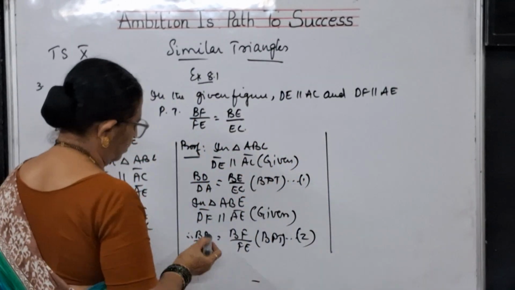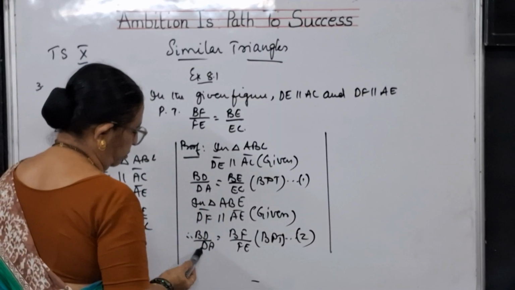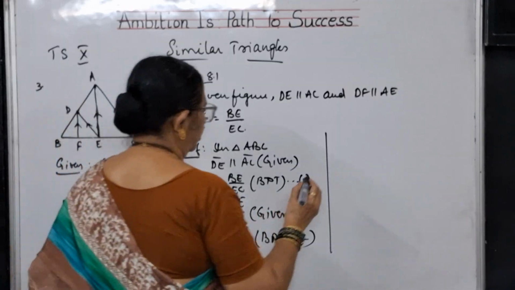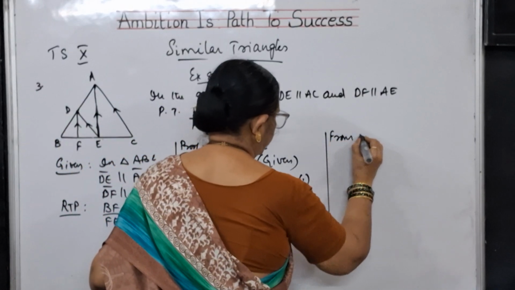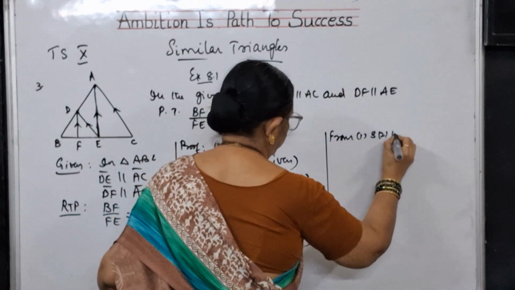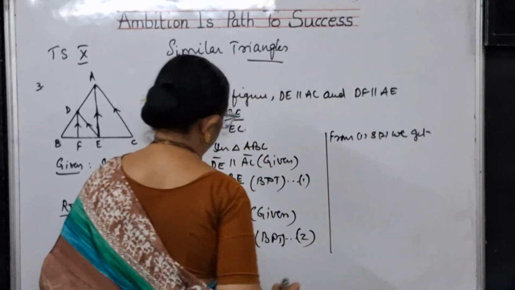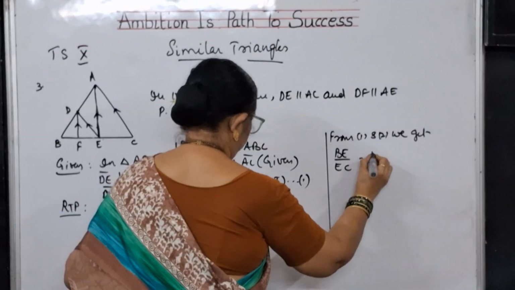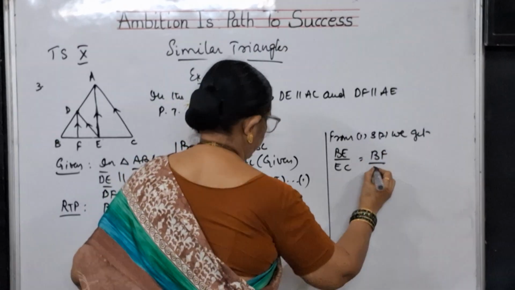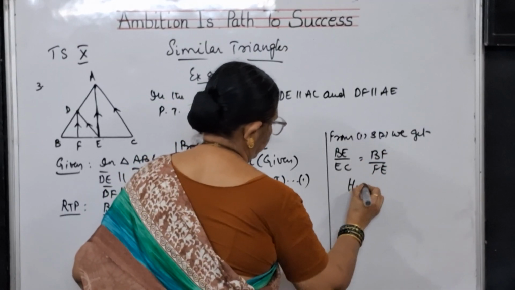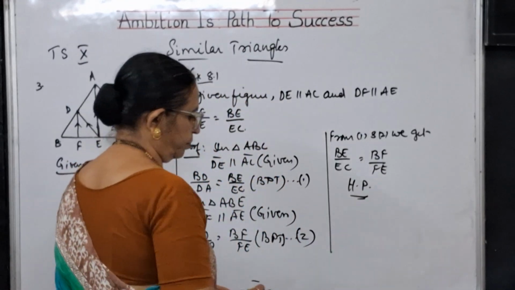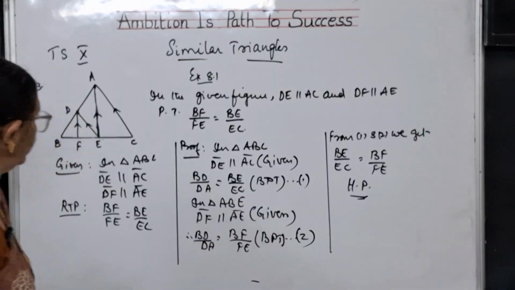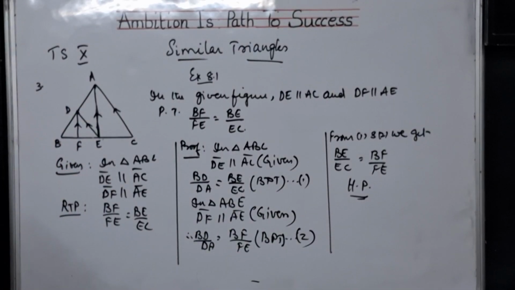So, from 1 and 2, see here, BD by DA, BD by DA. LHS are same, so RHS will be same. So, from 1 and 2, we get BE by EC is equal to BF by FE. Hence, proved. This is the third problem, children. Please copy it.